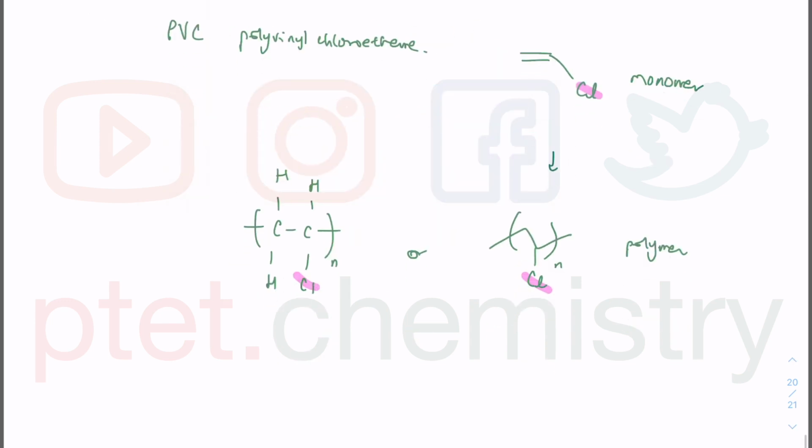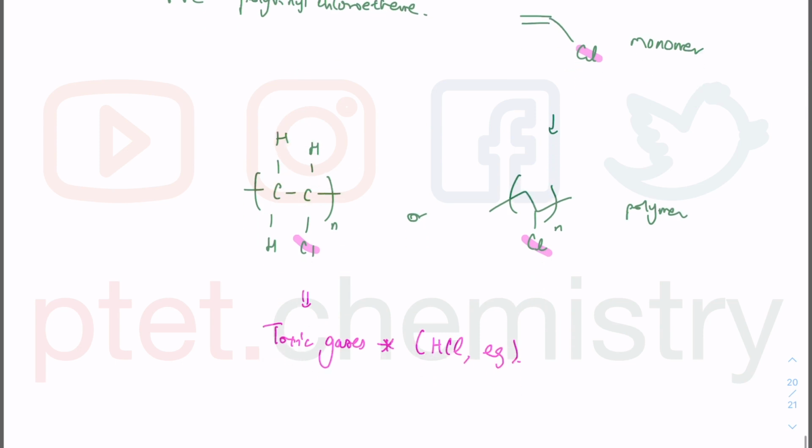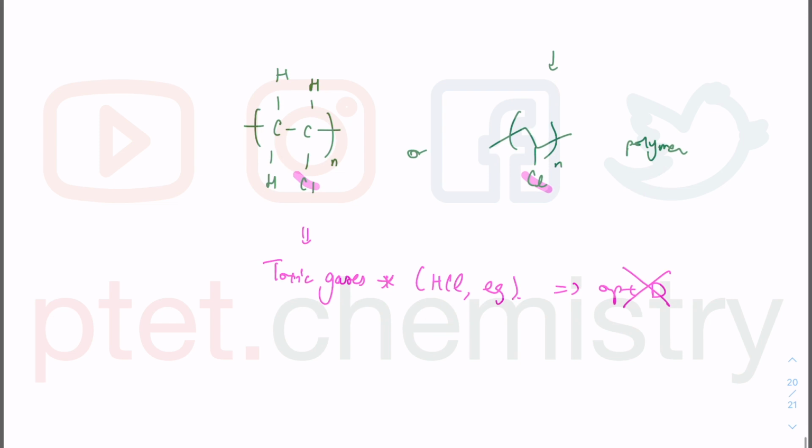So you've got toxic gases, which could be HCl, for example. Alright, so option D is definitely wrong. How about option C? If water is used to clean the exhaust gases, the water becomes alkaline. Option C is also wrong because this is an acidic gas. So not only is it toxic, it's also acidic. So C and D are definitely wrong.